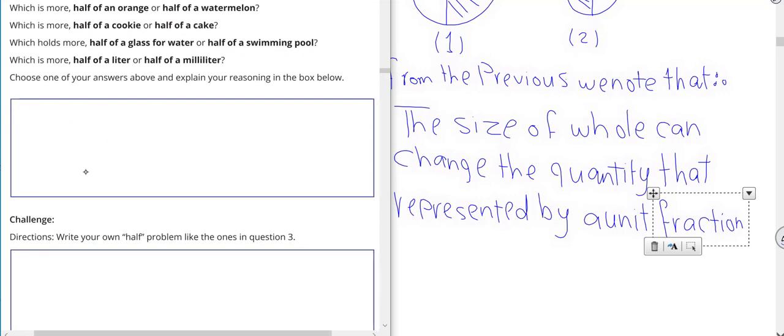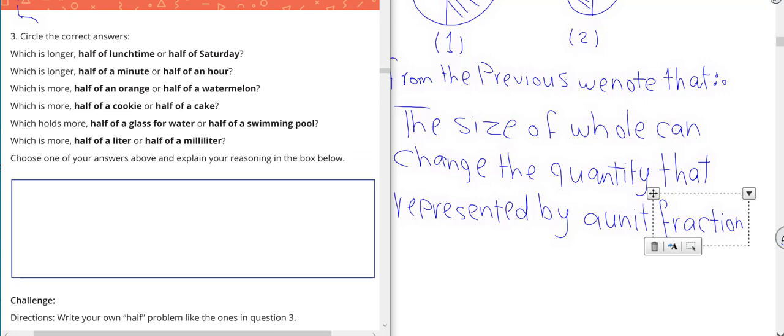Turn the page. Exercise number 3, circle the correct answer. Which is longer, half of lunchtime or half of Saturday? The correct answer, half of Saturday. Which is longer, half of a minute or half of an hour? Circle the correct answer, half of an hour. Which is more, half of an orange or half of a watermelon? Circle the correct answer, half of a watermelon.